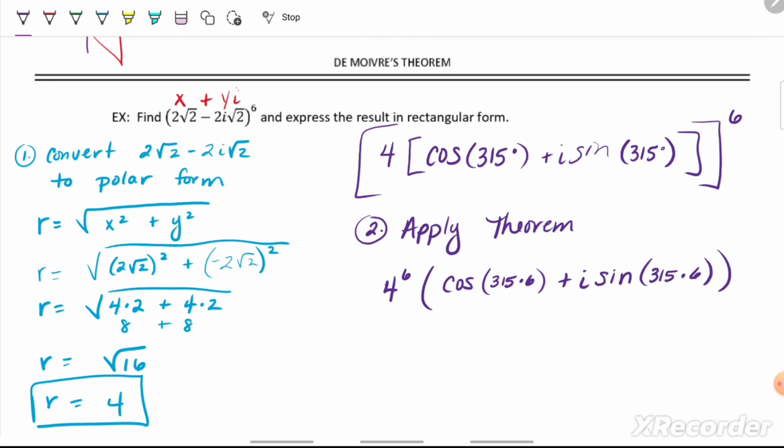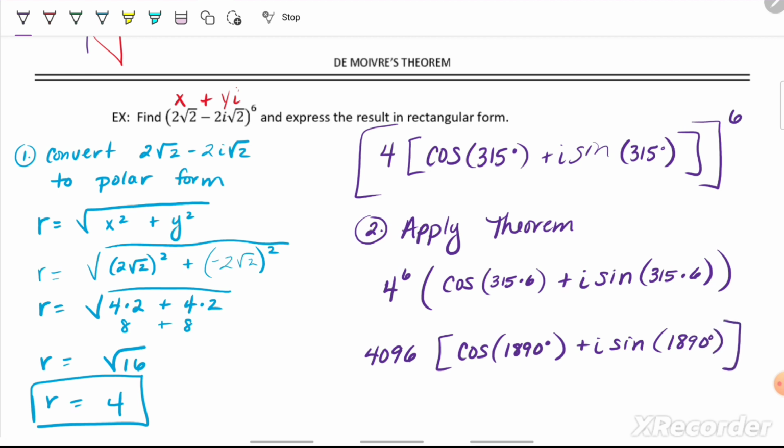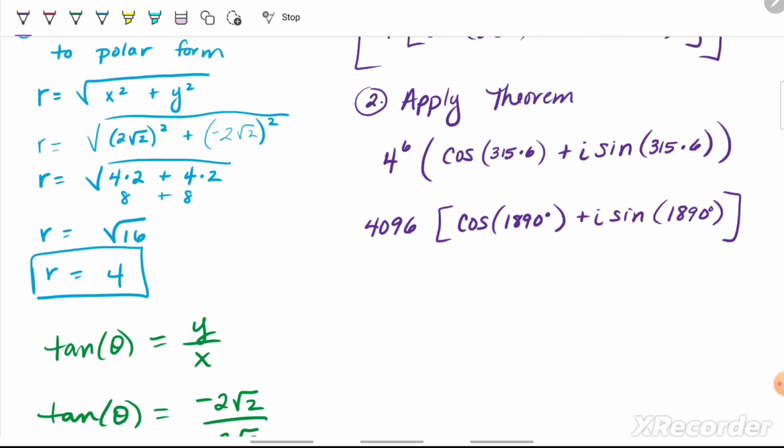Doing a little cleanup here, 4 to the 6th power, just pop it in your calculator. That's 4,096. And then 315 degrees times 6 gives us 1,890 degrees. We want to write our answer in rectangular form, so we'll distribute the 4,096.